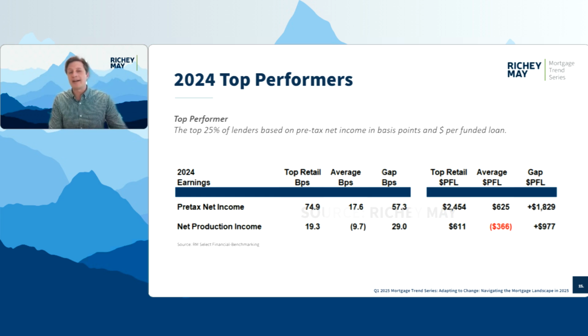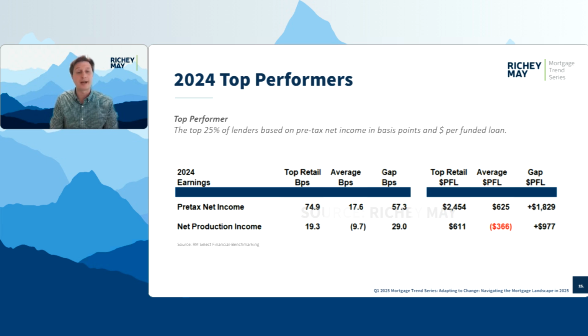And so the first question you might ask is, okay, what do you mean by a top performer? Here's how we define it inside the program. We're looking at the top 25% of lenders based on pre-tax net income, in basis points and in dollars per funded loan. So it's not thousands of dollars. If you did thousands of dollars, you would see that a lot of the top performers skew towards the larger lenders. We look at it this way so we can glean the insights of what makes a top performer from a profitability standpoint, in basis points or dollars per funded loan, at any size.